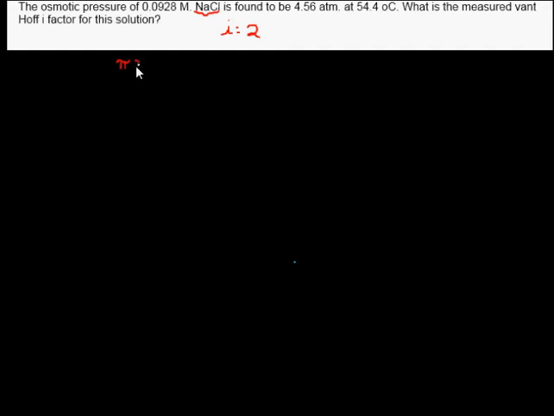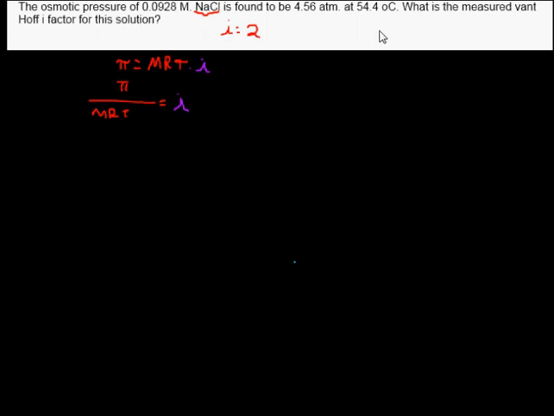So we know that pi equals M R T, times the van 't Hoff factor i for electrolyte solutions. Technically the i is in every solution, but yeah. So now we divide both sides and solve for i. So pi over M R T is equal to i. Now we just basically plug and chug.